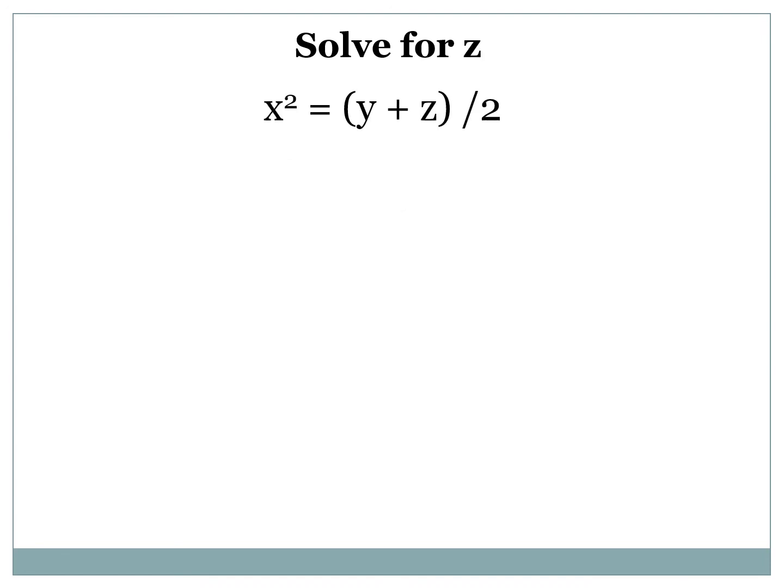All right. I'm going to let you guys solve for z. So here we have x squared is equal to y plus z divided by 2. So figure out what you need to do, what the steps are going to be, how to get rid of things, and then pause the video, solve this, and when you resume the video, we'll solve it together.